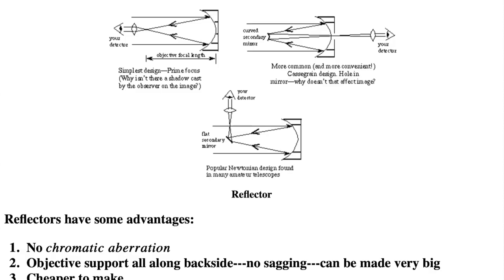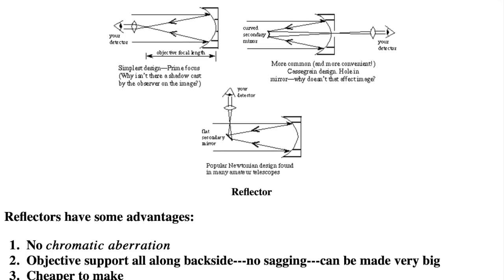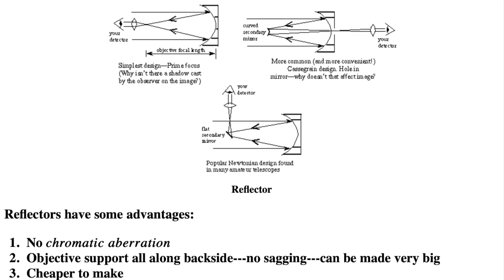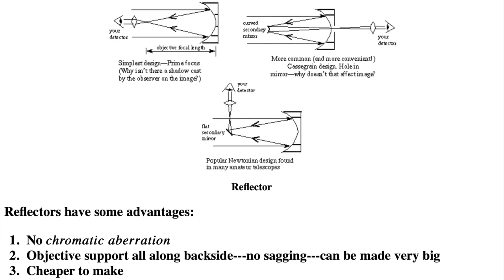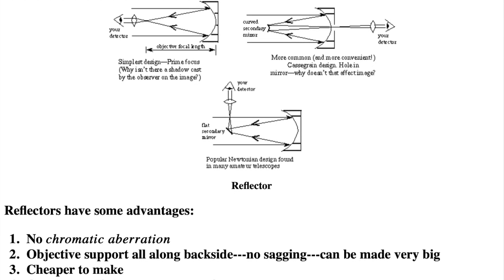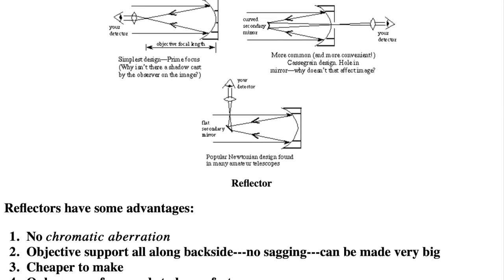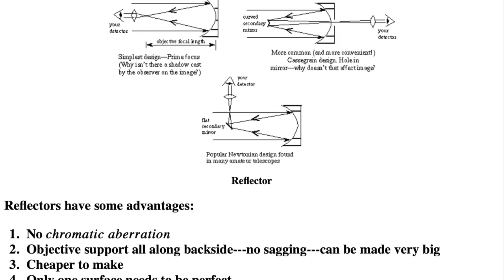Another popular design you'll see at the star party is the Cassegrain design that has the light bounce off the objective mirror, go all the way back up the tube to a curved secondary mirror, which then redirects the light back down all the way through a hole in the primary mirror to an eyepiece or detector at the back end of the telescope. This collapses the light path to make the Cassegrain reflector telescopes very compact.